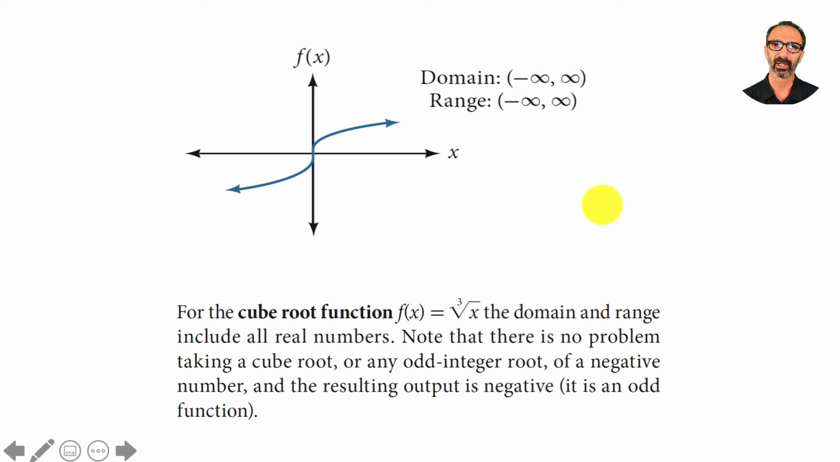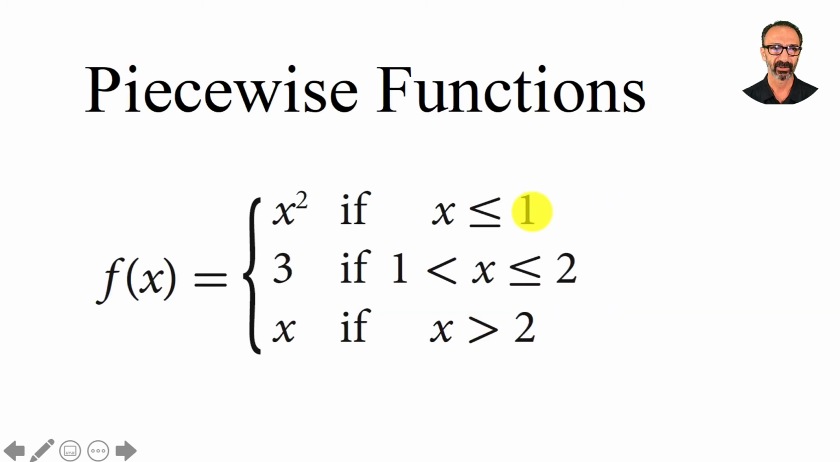Here's my last part, which is the piecewise function. It's a function made of pieces. This is the piecewise function. As an example, x to the second if x is less than or equal to 1; 3 if x is greater than 1 and less than or equal to 2; and x if x is to the right of 2.